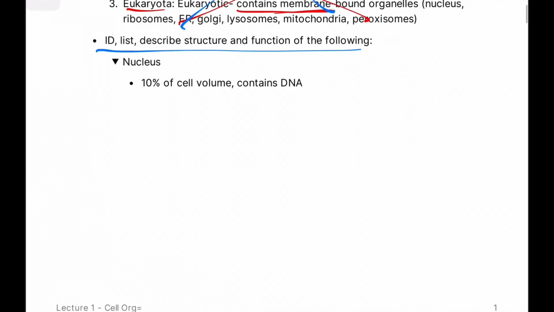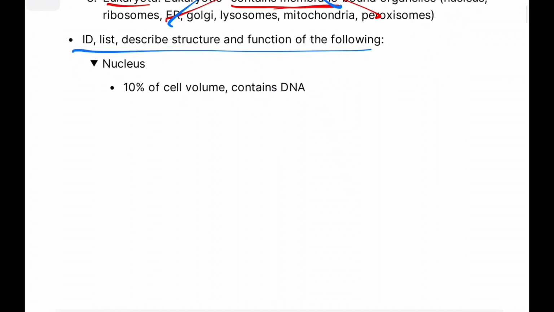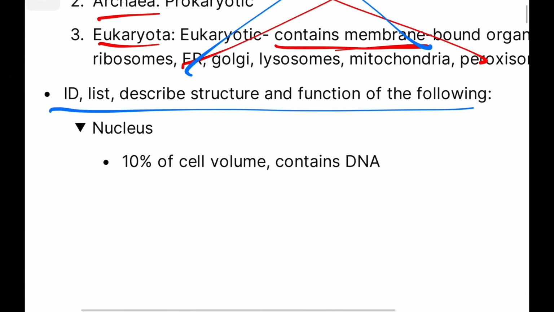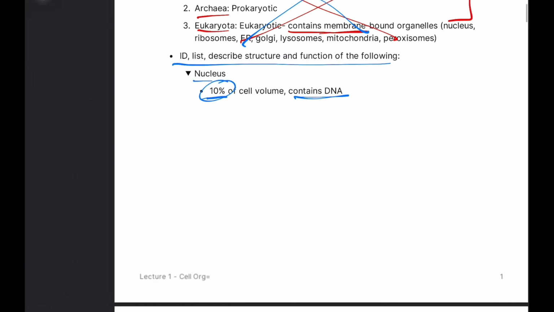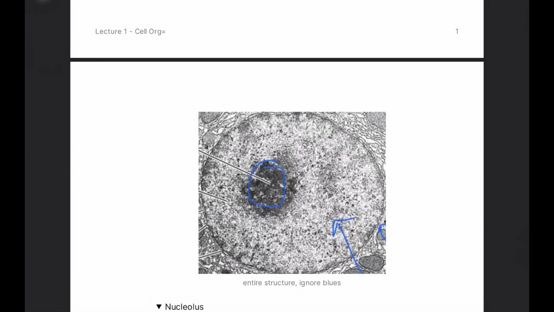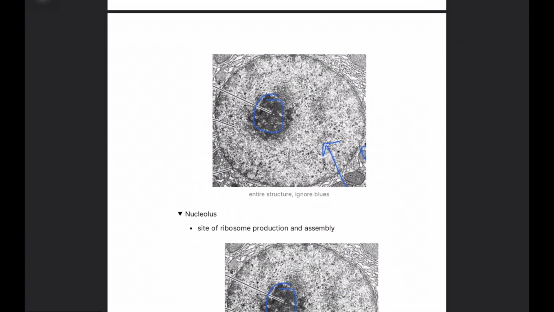So the second part right here says: identify, list and describe the structure of the following: nucleus, and then down you have the nucleolus, your ribosomes, and so on and so forth. Right here, I wrote down 10% of the cell volume. It contains DNA. Well, no kidding. Everybody knows the nucleus contains DNA. Why did I write this? I don't know. It was a waste of time. Do I have to know that it's 10% of the cell's volume? No, it's not important, right? Just know that the nucleus is small compared to the rest of the cell.